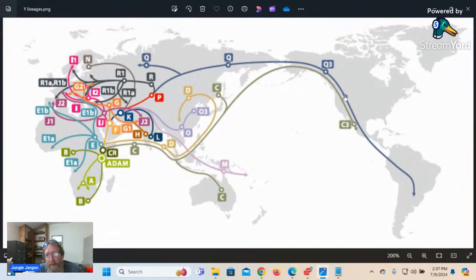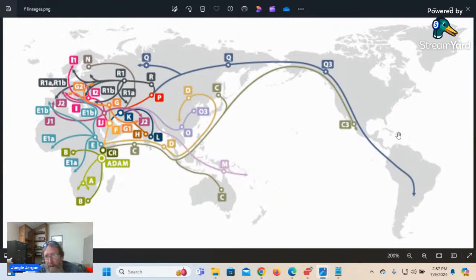Because they always say cross the Bering Strait. Well, it's true with the Inuits. They do have a connection to this Q lineage over here. They are connected to Siberia and Eastern Asia, but not the other lineages. The other lineages go to Central America.